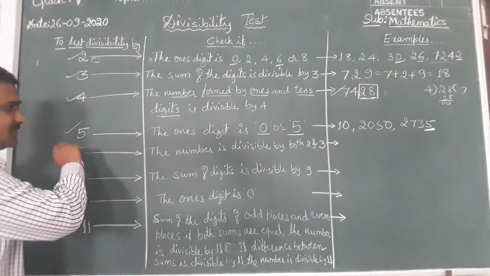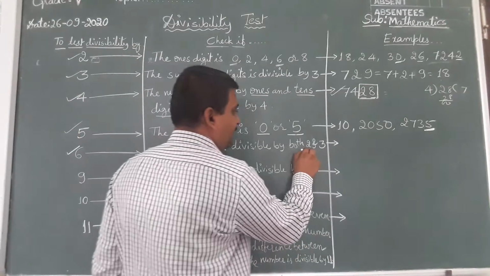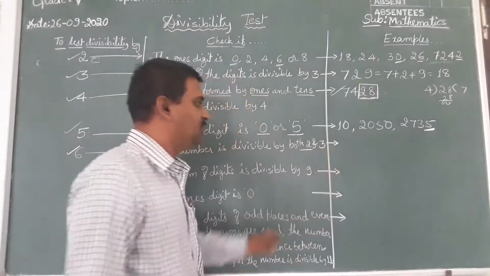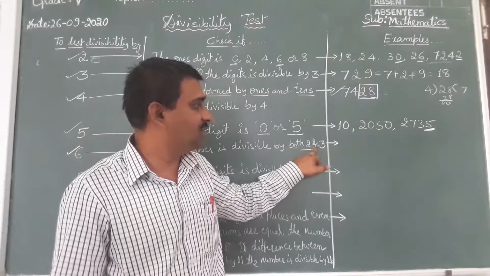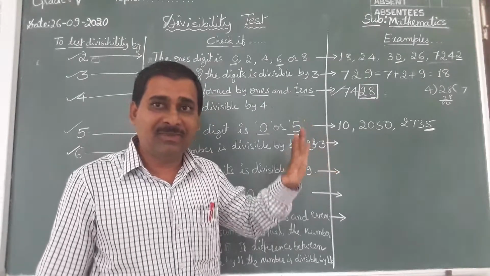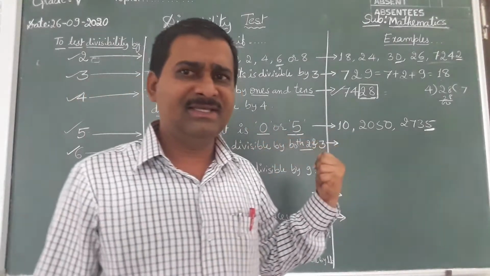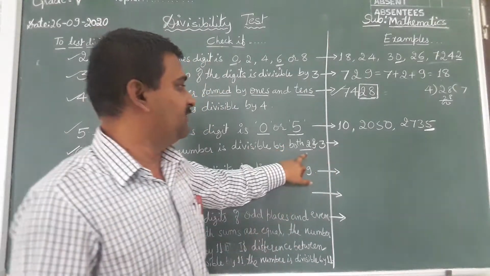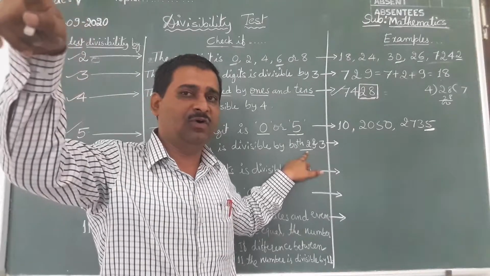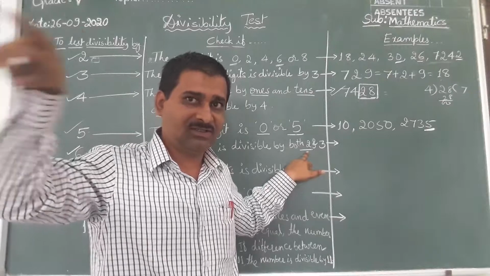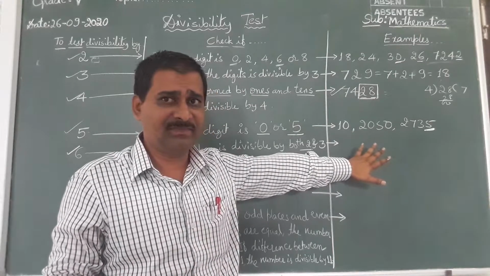Then divisibility of 6. To satisfy divisibility by 6, a number should satisfy 2 divisibility tests. The given number should be divisible by 2, and also that number should be divisible by 3. If that number is divisible by both 2 and 3, then that number will be divisible by 6. Very easy to identify. How? First, divisibility by 2, how to check? See whether in the ones place there is 0, 2, 4, 6, or 8. Check that first. If that is not there, then you decide that the number is not divisible by 6.